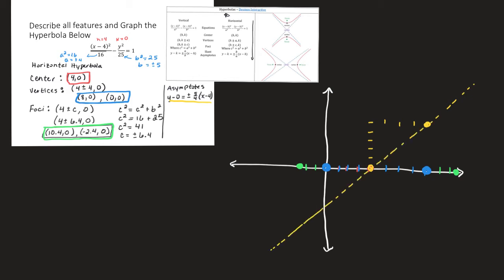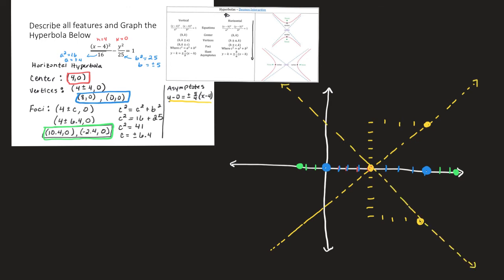To get my other slant asymptote, I'm going to do the same slope but the negative form. So I'm going to go down 5 units and to the right 4 units. And this gets me another point on that other slant asymptote. So there's that other slant asymptote.